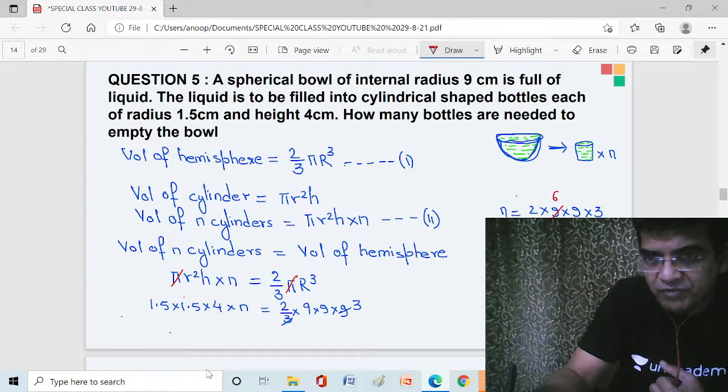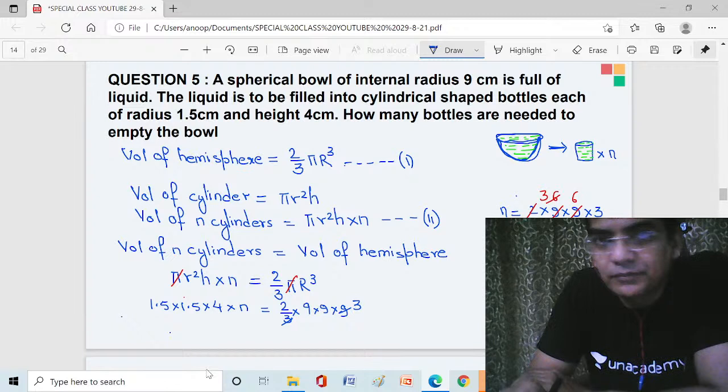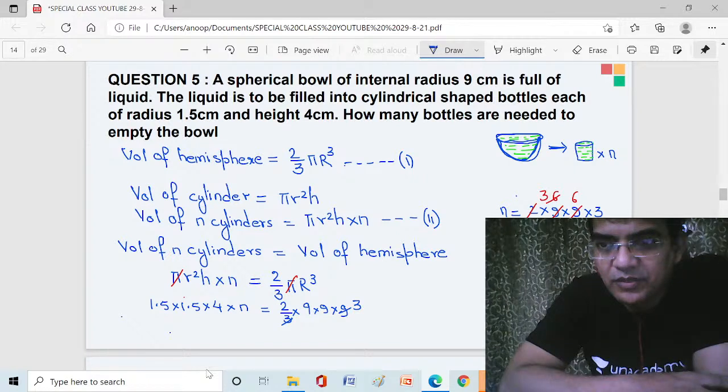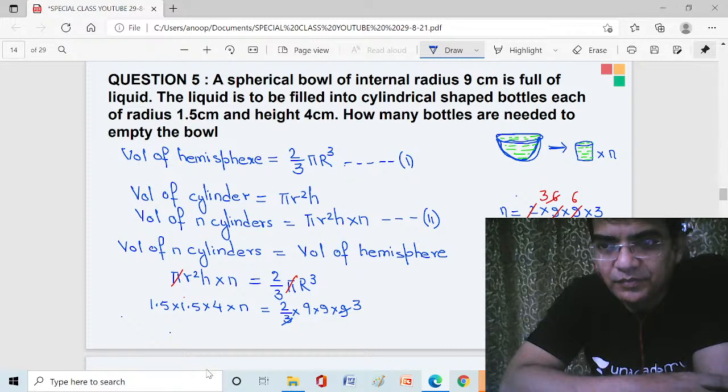Just see if you have any doubt in this, you can comment in the chat box. This much is clear to you. Okay. Now let's move on to the next question.